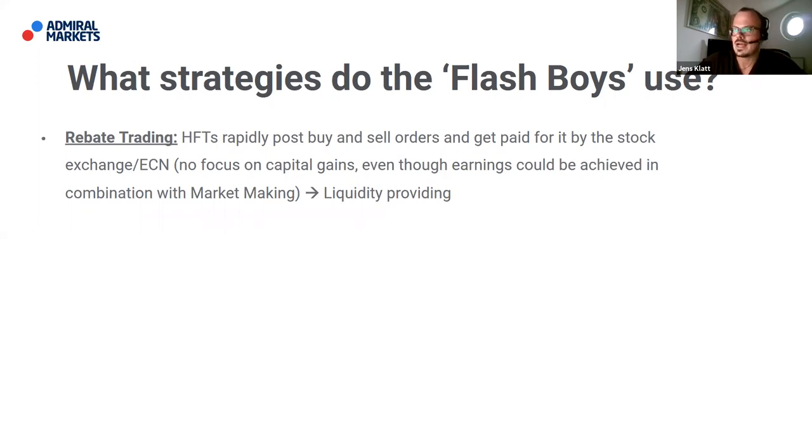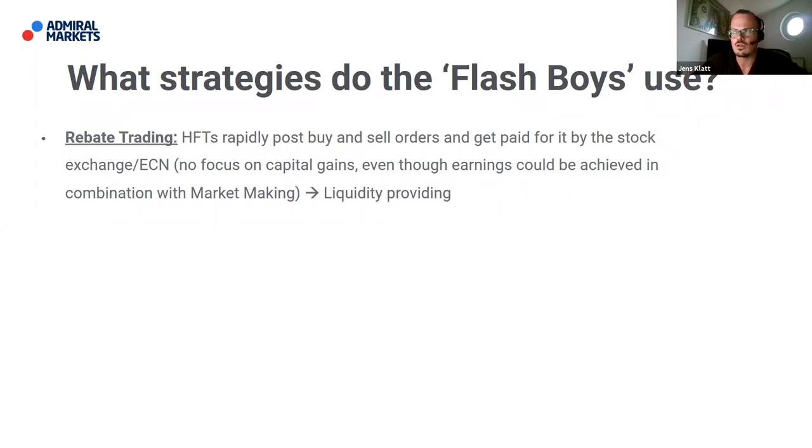So what HFTs do here is they try to profit from this rebate structure, and they do this by rapidly posting buy and sell orders, and they get paid for every order they flash, or which flashes up here, and they get hit by. The only problem is it's only small pieces they get filled on, but on every piece they are getting filled on, they are getting a rebate from the exchange in this case. So this is the first way they make money.